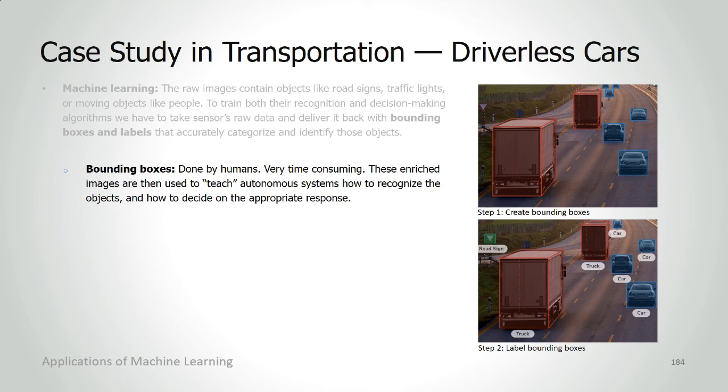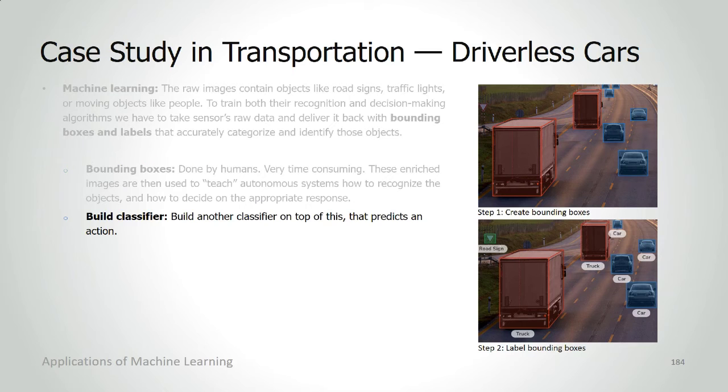There's a company actually trying to do this called Drive.ai. We'll see how that turns out, because doing this by hand is very time consuming. We'll show you what Google does too shortly. Once you label the images, these images are then used to teach the systems how to recognize the objects and how to decide on the appropriate response. So how's that done? What you'd like to do is build another classifier on top of this one. The first classifier identifies the image. The second one predicts the action that the car should take based on what it sees.